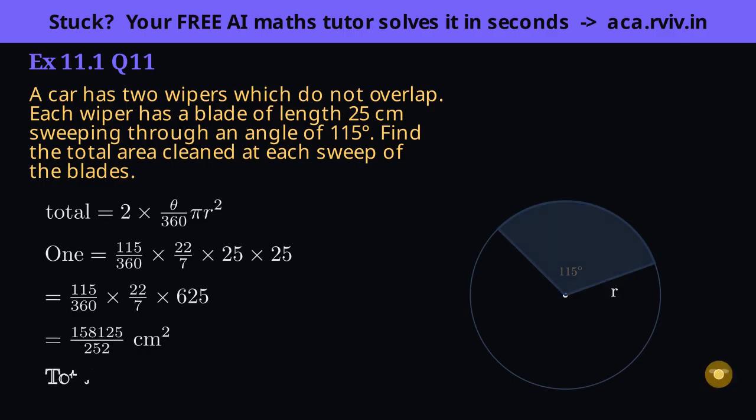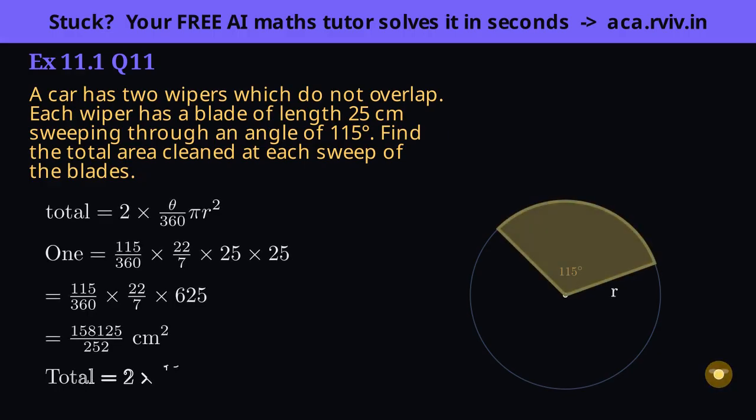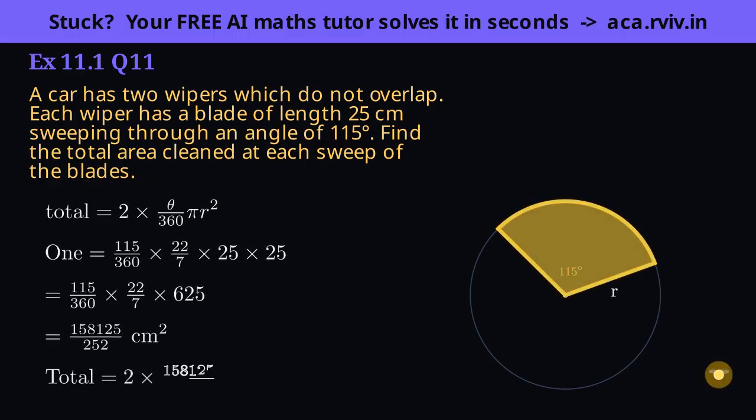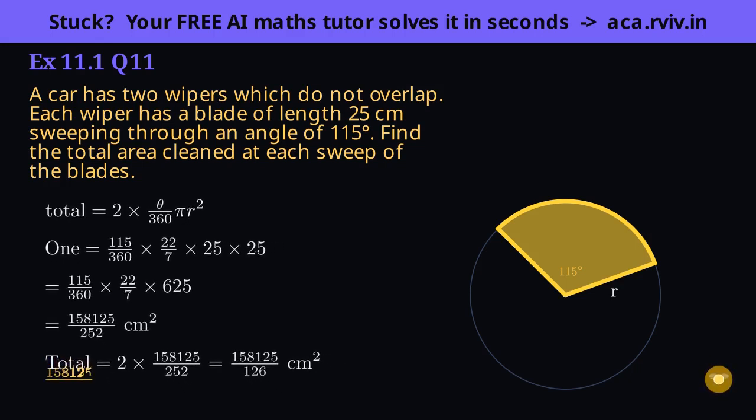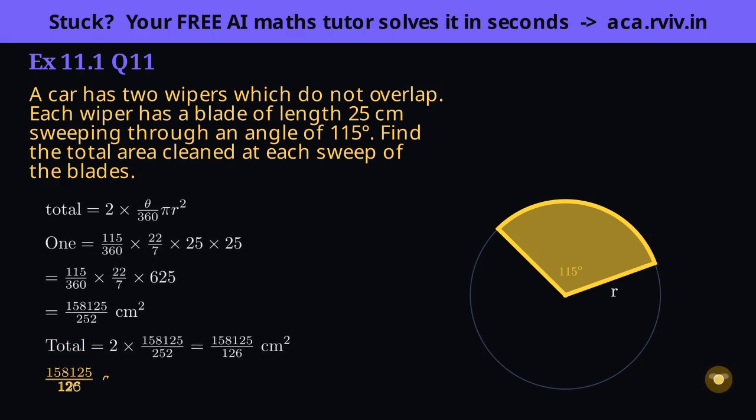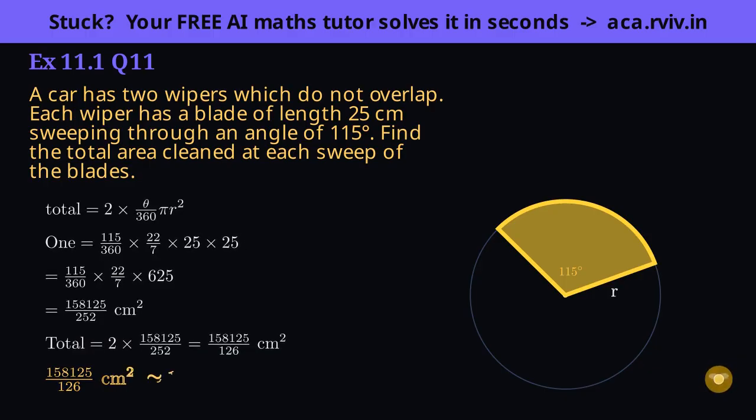Finally double it for the two blades. Doubling halves the denominator from 252 to 126, giving 15812 over 126 square centimeters cleaned at each sweep. Always read for that phrase, do not overlap. It's giving you permission to simply add the two sectors. If blades or regions did overlap, you'd have to subtract the shared area once to avoid counting it twice.